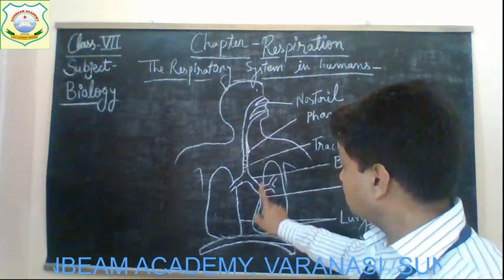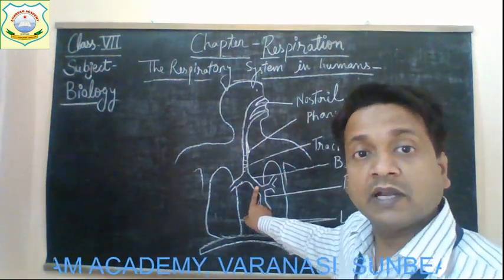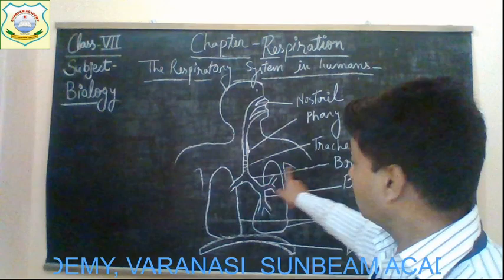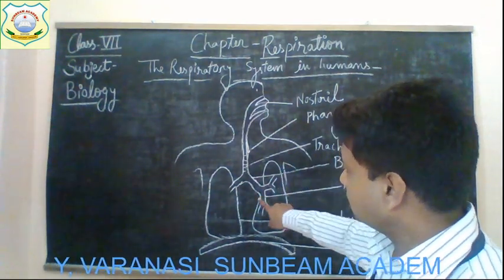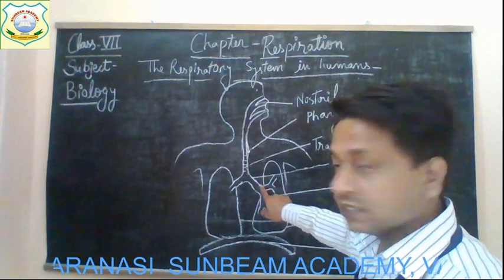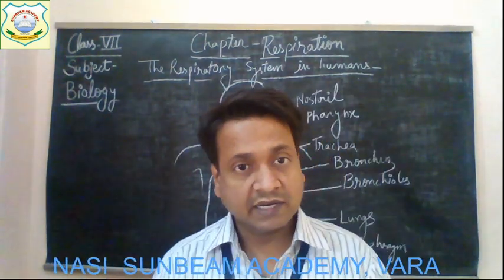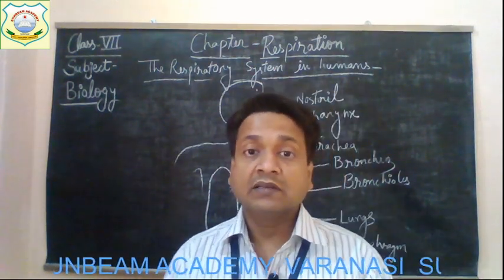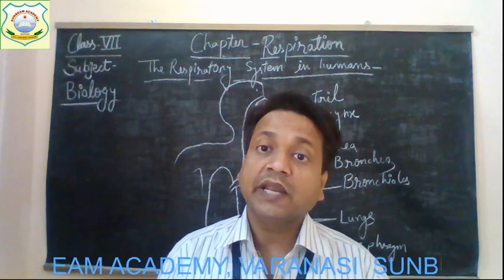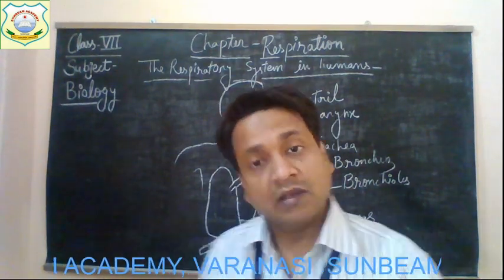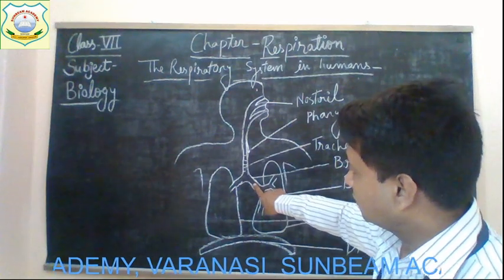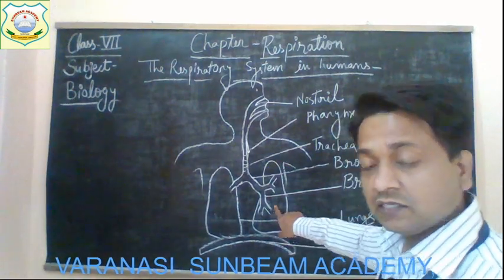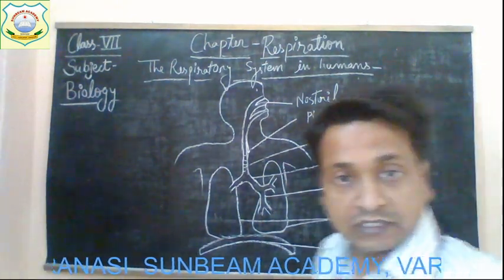Alright, this branches into two smaller tubes, and these are called bronchus. And each bronchus again enters into the lungs. So this one is the lung. Bronchus enters into the lungs. Get it? And when the air enters the lungs, each bronchus branches out into smaller tubes which are called bronchioles. So just look at the bronchus inside the lungs divided into many fine tubes, and these fine tubes are known as bronchioles.